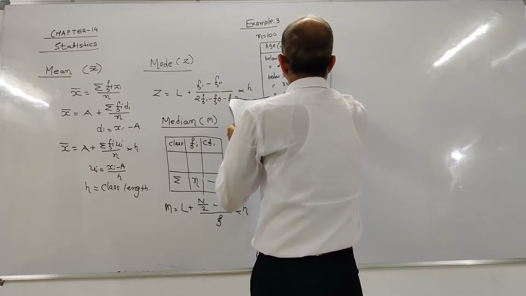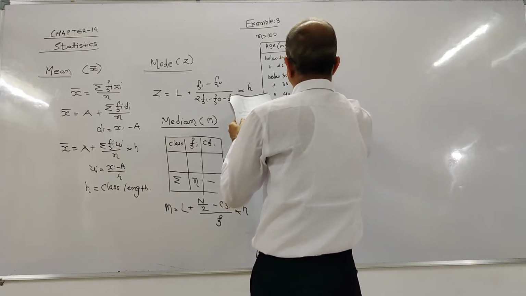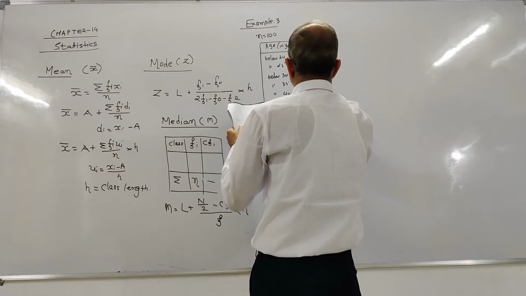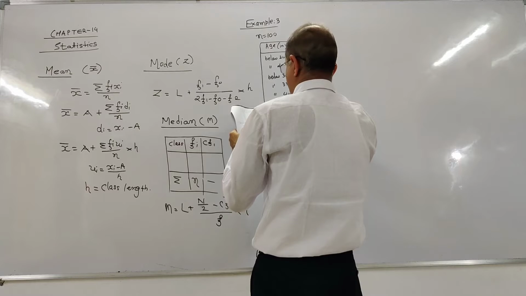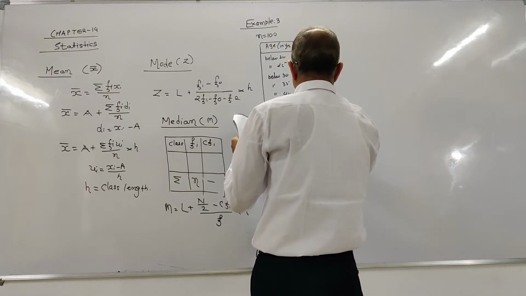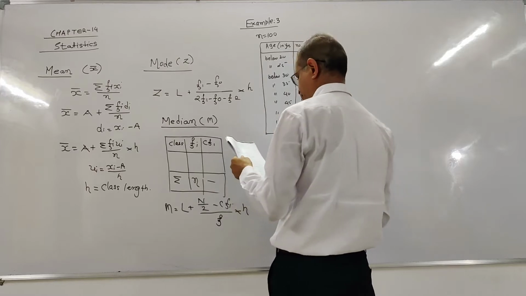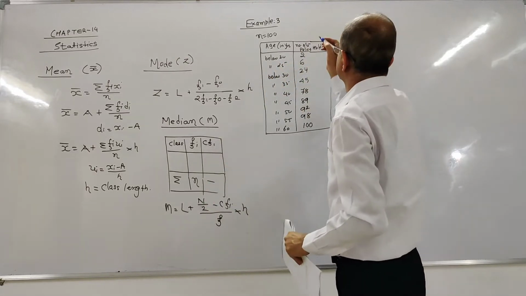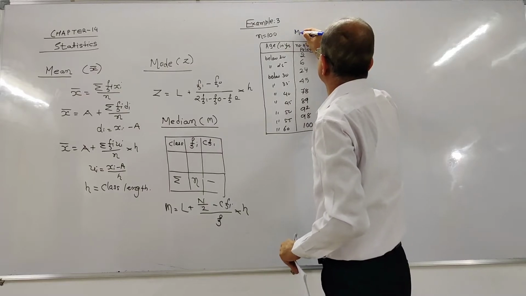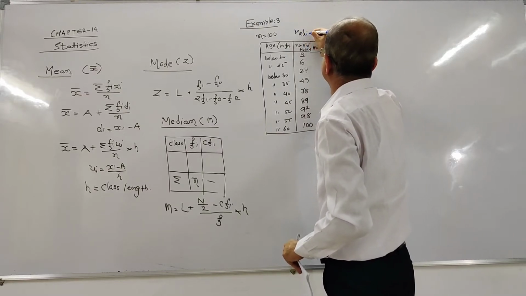Here 2, 6, 24, 45, 78, 89, 92, 98 and 100. Well, this is given to you and your aim is to find out the median of a data.